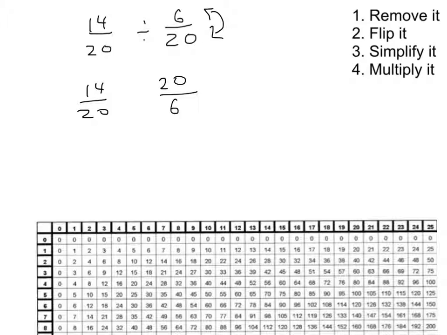Okay, so next step is for us to simplify. So remember, we simplify diagonally. So we'll start with the number 14, the numerator, and the number 6, the denominator.